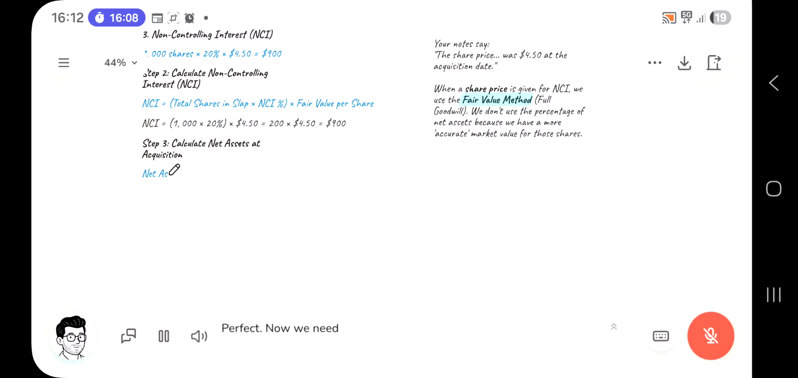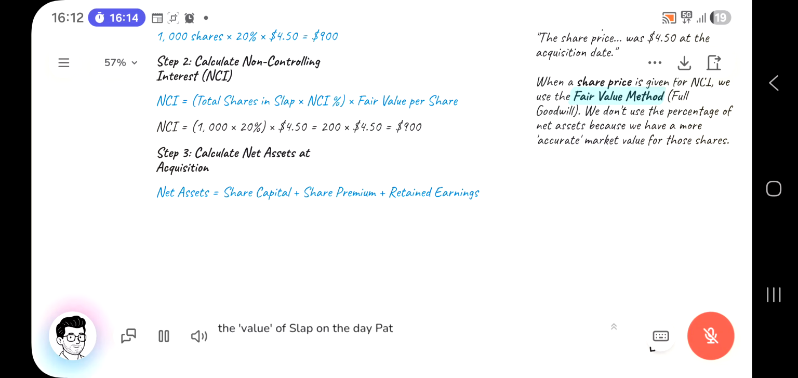Perfect. Now we need the net assets at acquisition. This is basically the value of SLAP on the day Pat bought it. The formula is just the sum of SLAP's equity accounts, share capital plus share premium plus retained earnings, but only the earnings they had up to the day of the sale.